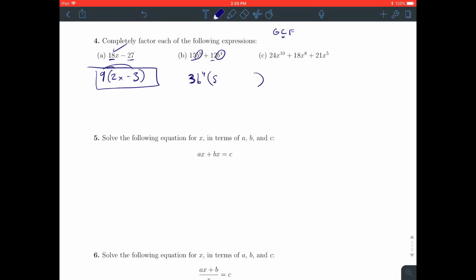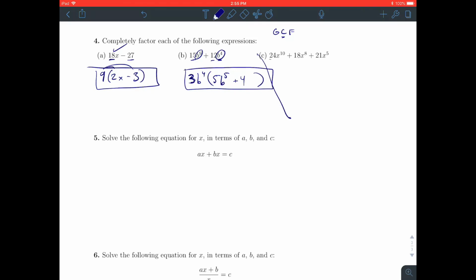Now, 3 times 5 is 15. If we factor out 4 b's from b to the 9th, that leaves us with b to the 5th to give us a total of b to the 9th. And then 3 times 4 is 12. And if we factor out b to the 4th from b to the 4th, we're not left with any b's. So this is our final answer.